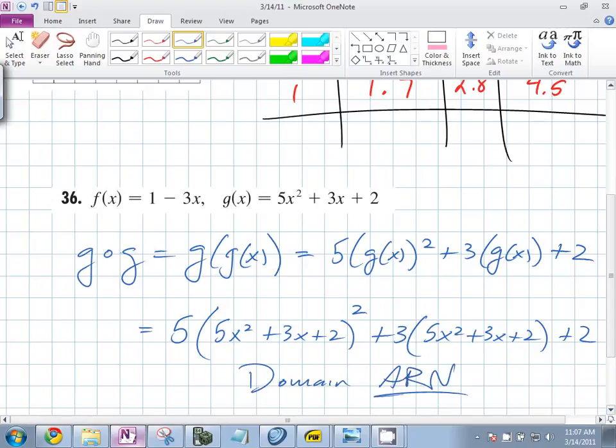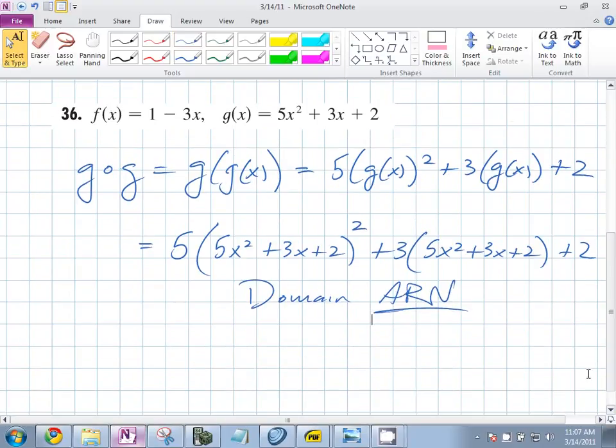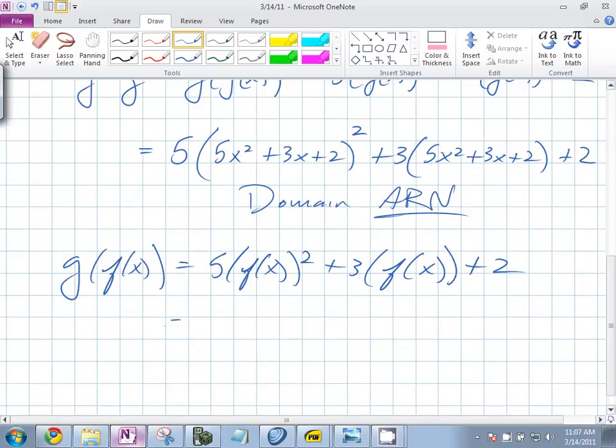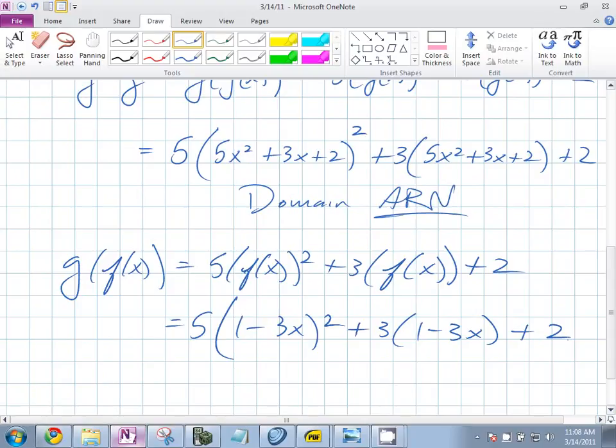If you were doing g of f, g of f of x, you do 5 times f of x squared plus 3 times f of x plus 2. So what's f of x? 1 minus 3x. So 5 times (1 minus 3x) squared plus 3 times (1 minus 3x) plus 2. This is simple enough that if you really wanted to, you could multiply this out.